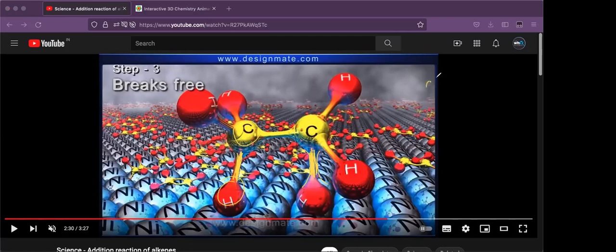Initially it was like this, but this bond broke as it was being adsorbed on the nickel surface. Then the hydrogen was also there, and eventually it formed a bond individually with the hydrogen. So this is what happened during the reaction. This is how hydrogenation has taken place.